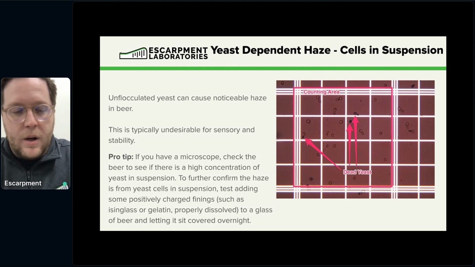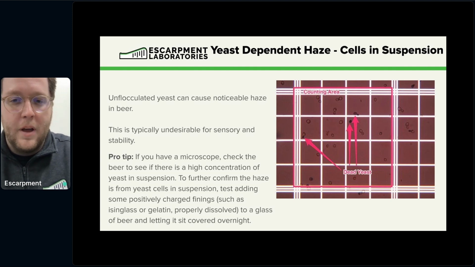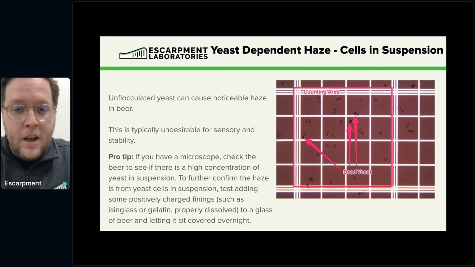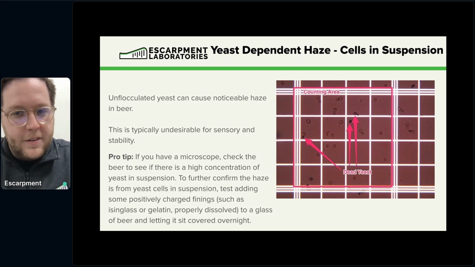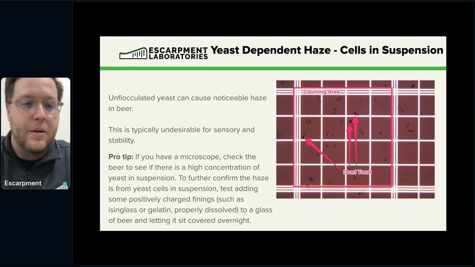as a haze. However, especially when we're talking about a hazy IPA, we typically don't want yeast in suspension, or too much yeast in suspension, because it's often undesirable from a sensory standpoint and a stability standpoint. It usually doesn't taste that good. It usually isn't very stable either. Like it will eventually drop out.